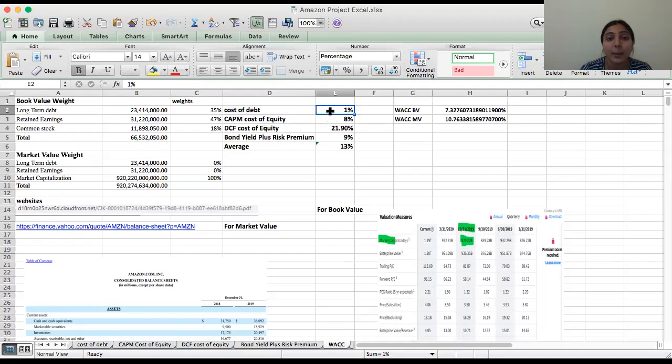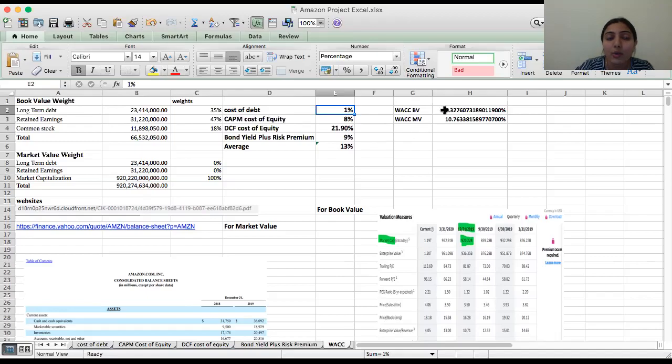Now in order to find the WACC with book value weight, I have to multiply my long-term debt weight with the cost of debt. Then my retained earnings plus my common stock weights, I have to add them all and multiply with the average of all the three methods: CAPM, DCF, and bond yield plus risk premium. Then I have to combine the two of them, the debt plus equity. And then at the end, I have to multiply it by 1 minus tax rate.